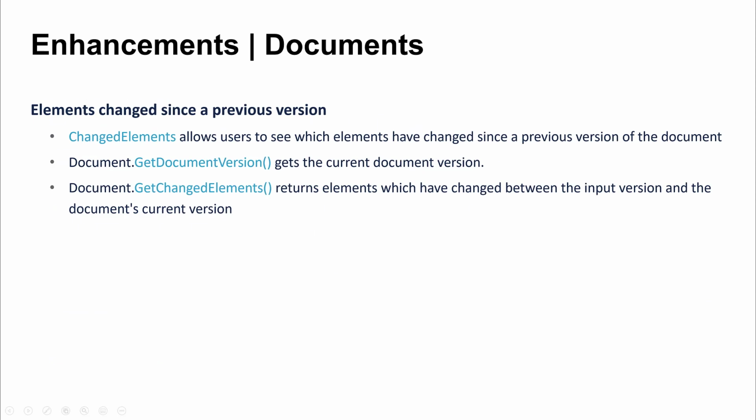When it comes to documents, we've got a pretty cool enhancement as well. You can now identify the elements that have changed between two different versions of a document. And this is not between like Revit 21 and 22. This is between two iterations of the same document in the same version. So you can actually now query the document for its specific version and then get a list of which elements have changed since the previous version.